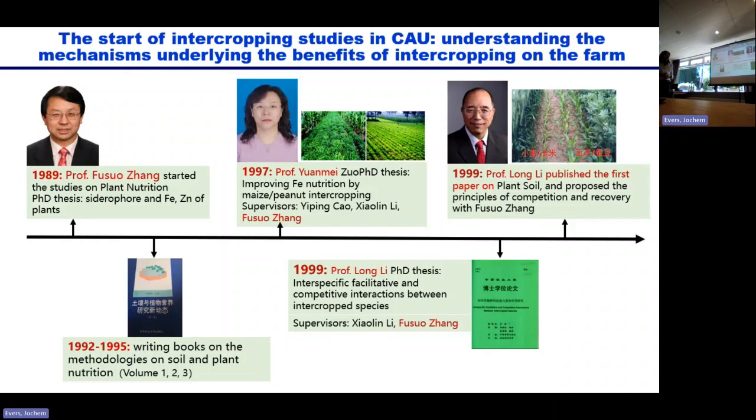It shows a very high yield production. So based on these phenomena in the field, we also want to understand why. So Professor Li Long did his PhD thesis with Professor Zhang, to understand the interspecific facilitation and the competitive interactions between the intercropped species. So this is the start of intercropping study in CAU, and I also did my PhD and my master on studies on intercropping in CAU.